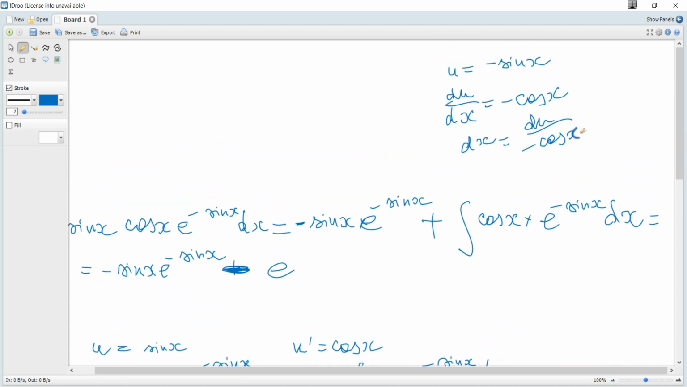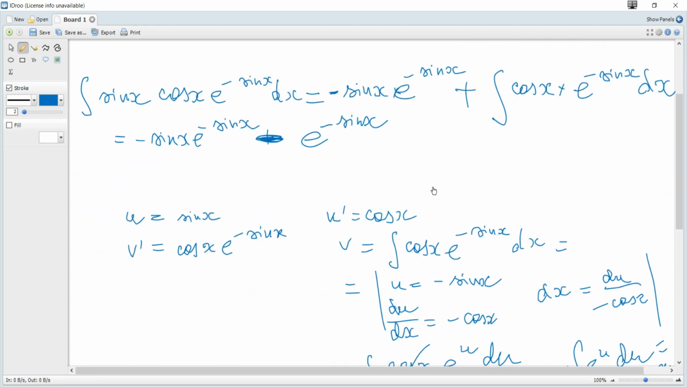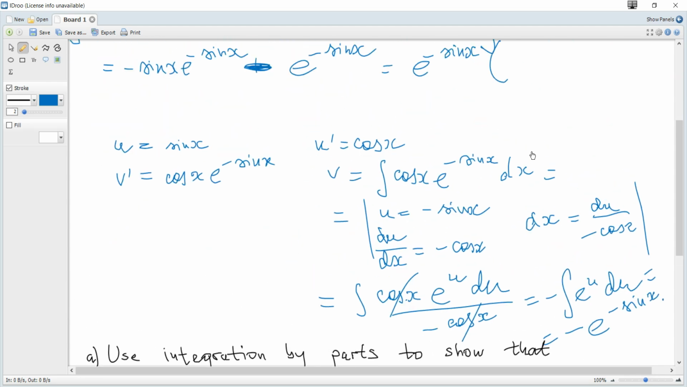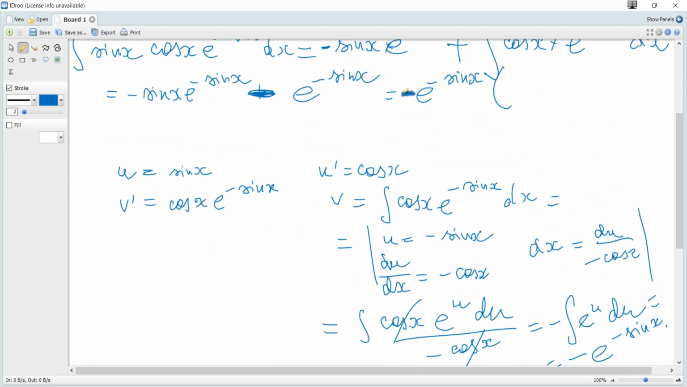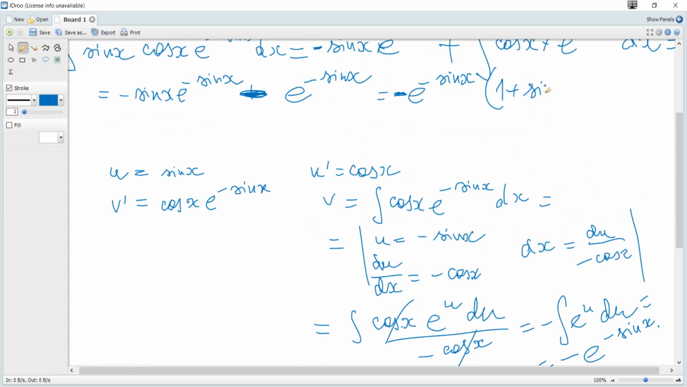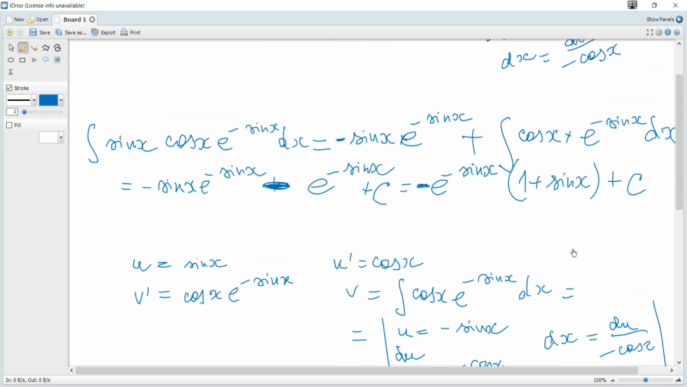which is negative e to the power of negative sine x, and we can factor out e to the power of negative sine of x, and also we can factor out negative 1, so it becomes 1 plus sine x, plus some constant as required.